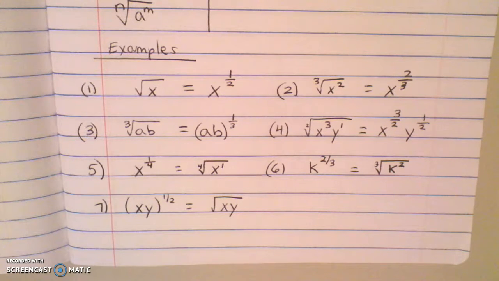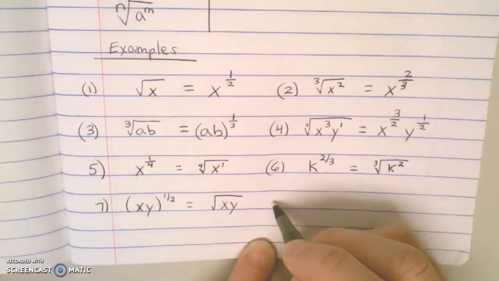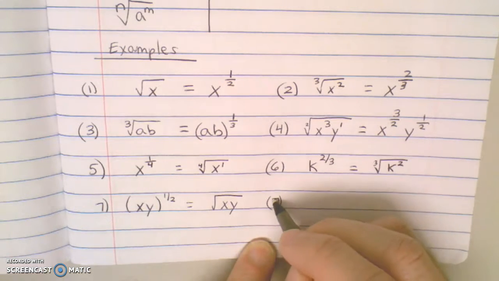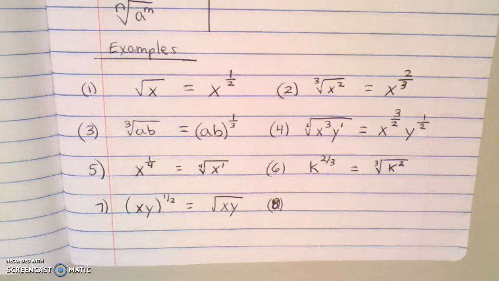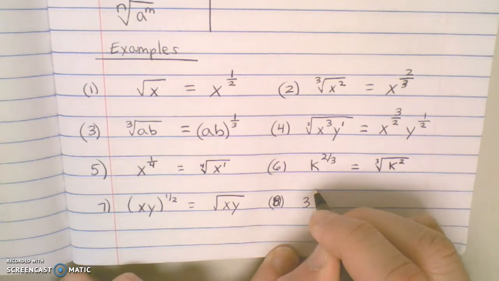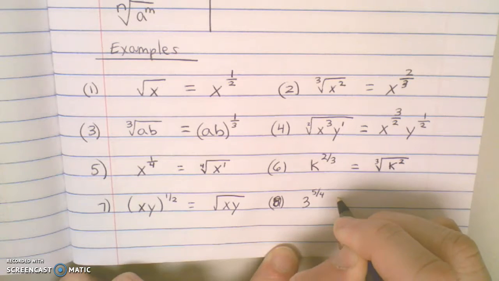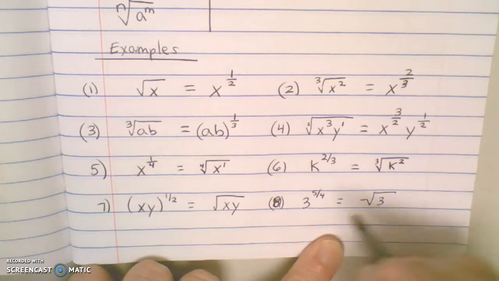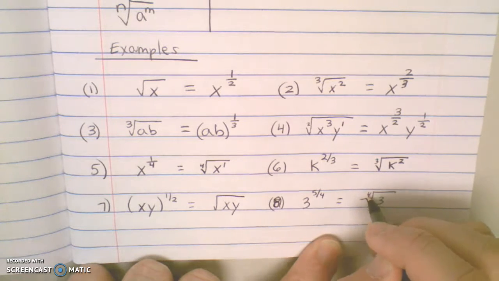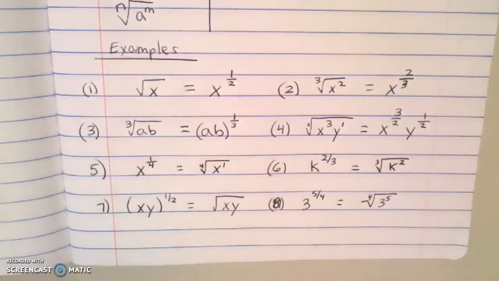Let's look at one more example. We'll use a number this time because we haven't used any numbers yet. This is number 8. So again, if you're given an exponential form, let's say we have 3 to the 5/4. I can rewrite this where I know it's going to be the radical symbol with 3 underneath it. The denominator is 4, and 5 is my exponent.